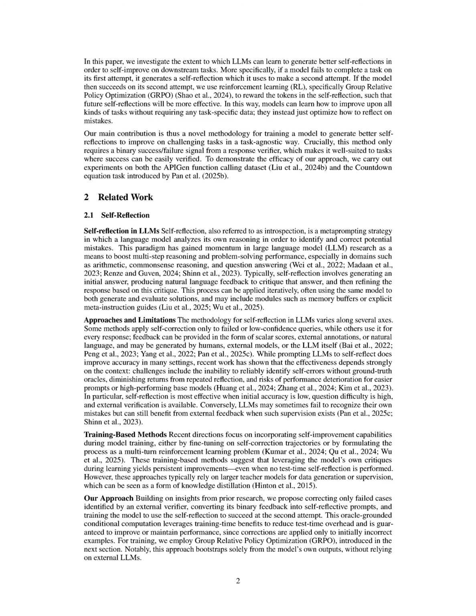First, the model generates a self-reflection, analyzing what went wrong in its initial attempt. Next, it uses this self-reflection to make a second attempt at the task. If this second attempt is successful, the model is rewarded using Group Relative Policy Optimization, GRPO, specifically by rewarding only the tokens generated during the self-reflection, thereby reinforcing effective self-reflective behavior for future tasks. This process allows the model to learn from its mistakes without requiring additional task-specific data, optimizing its self-reflection capabilities for improved performance across various tasks.